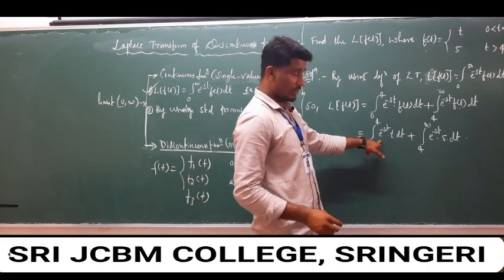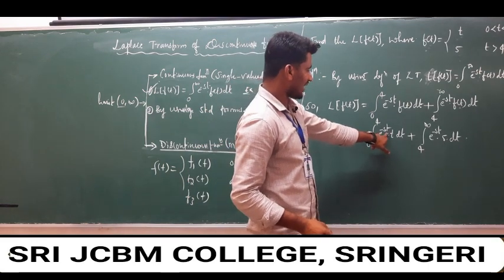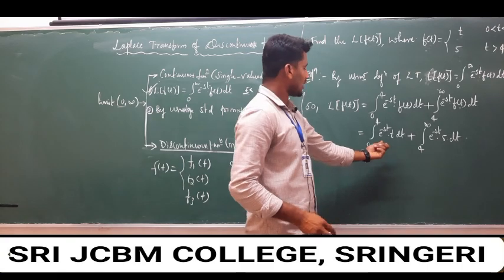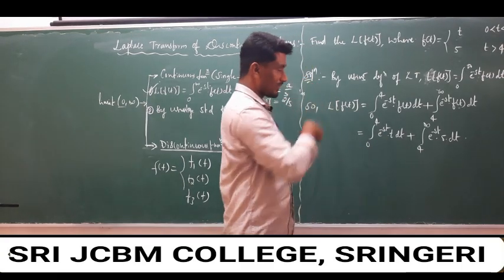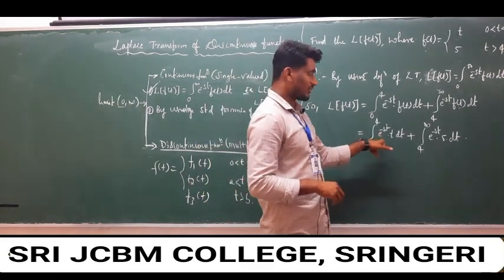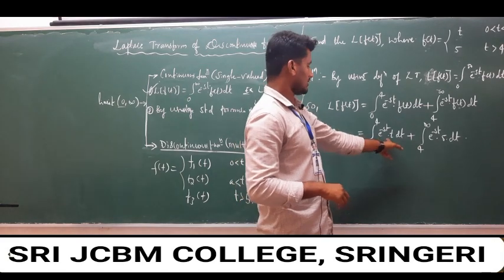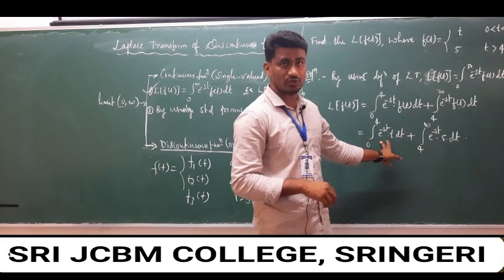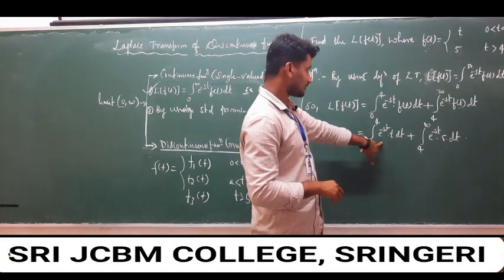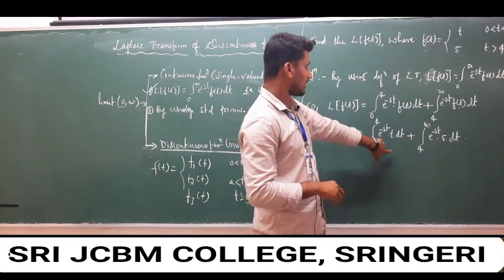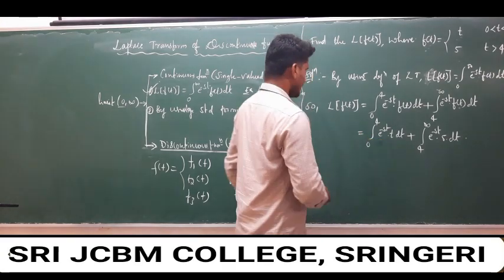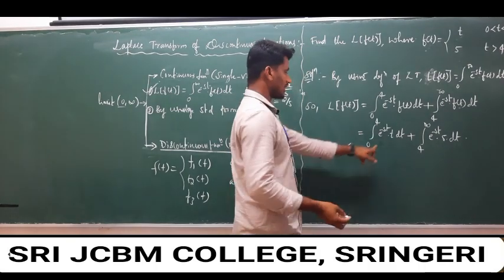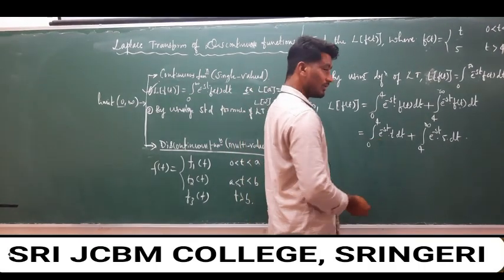Now look at this: e to the power minus st and t are in product form, so we have to apply the by parts method. As we know, when variables are in a product, we have to use the integration by parts formula. So here we have to use the ILATE rule.